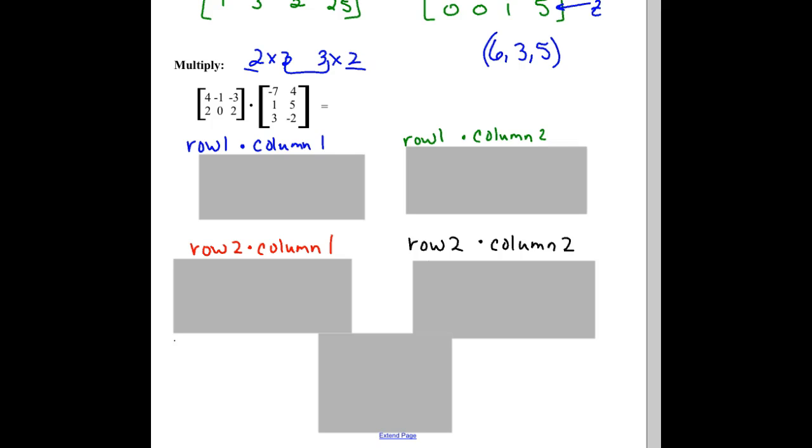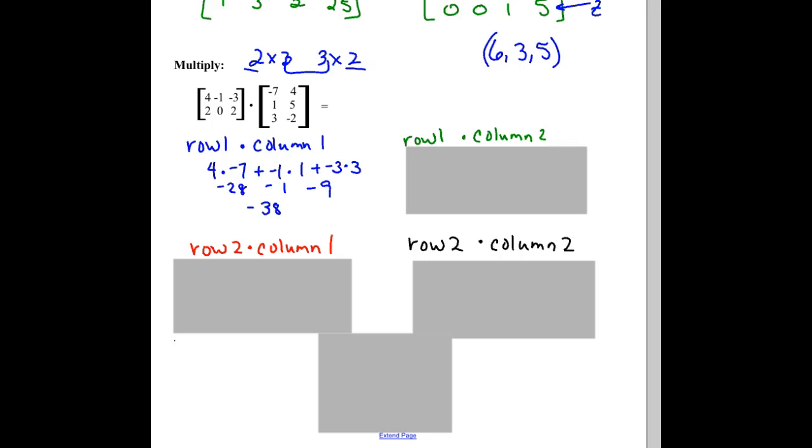Now, you will have your calculator out for your test. You will be able to check that on a calculator, but I do want to review how you do it by hand. So, row 1, column 1. We're going to take 4 times negative 7, negative 1 times 1, and negative 3 times 3. First times first, second times second, third times third, and then we add them all up. So we should be getting a total of negative 38 for that first entry.